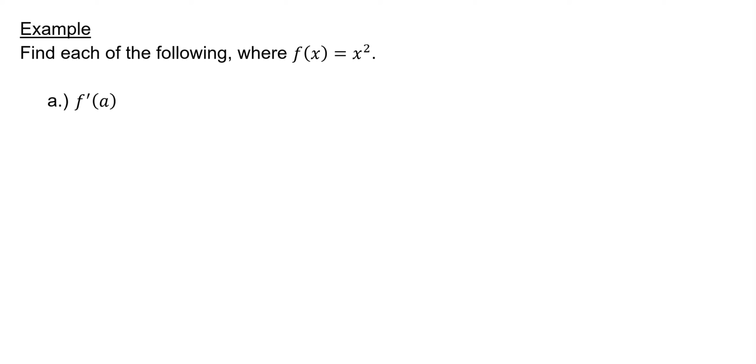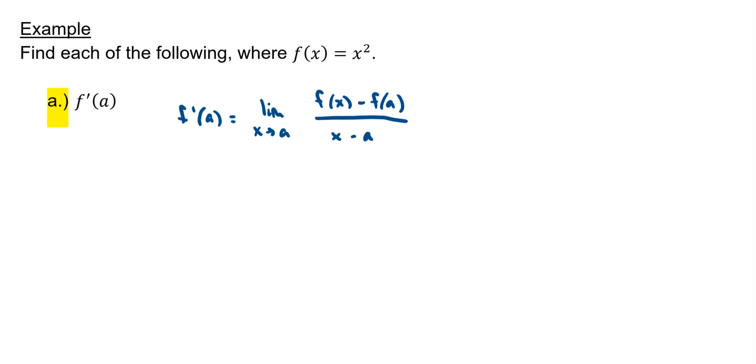Let's find the following, where f of x equals x squared. So we want to find f prime of a. Let's go ahead and write down our formula. F prime of a equals the limit as x approaches a of f of x minus f of a over x minus a. And always, even though you can probably run through a lot of questions without knowing what it represents, I'm going to say it every single time. F prime of a, this is the derivative of the function evaluated at x equals a. It's going to tell us the slope of the tangent line at any x value a.